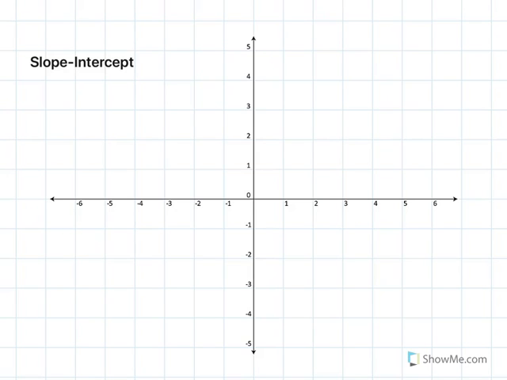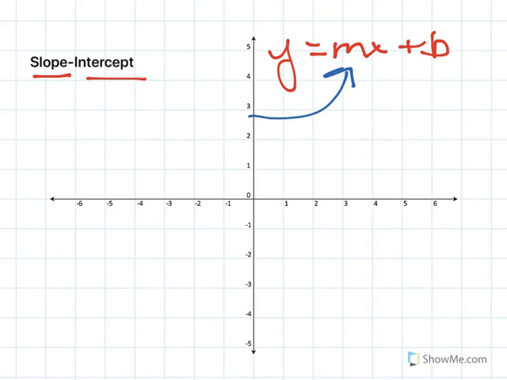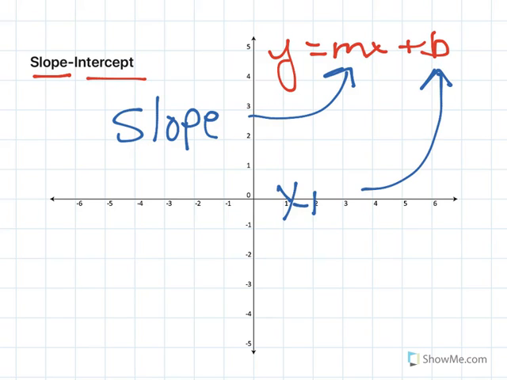The slope-intercept form of a linear equation is called that because in that equation it has a slope and it has the y-intercept. We know that the slope-intercept form y is equal to mx plus b, where m is the slope and b is the y-intercept.